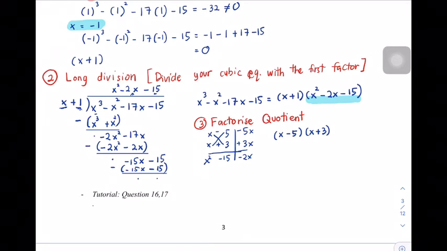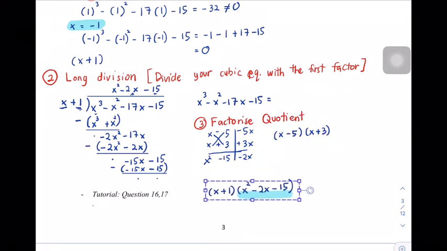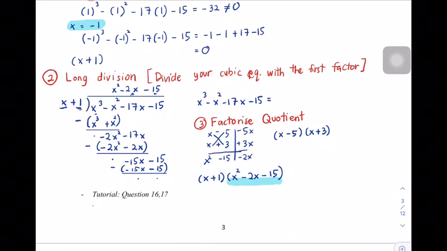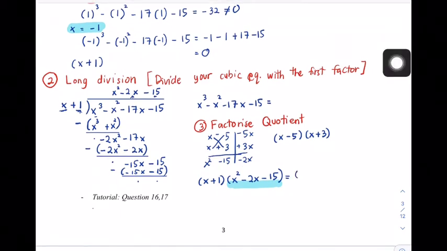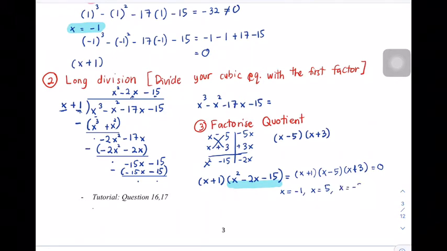So we have managed this one. Okay, it now becomes x plus 1, and the quadratic is x minus 5, x plus 3. Okay, this one equal to 0, which means the roots, or the values of x, are x equals negative 1, x equals 5, and x equals negative 3.